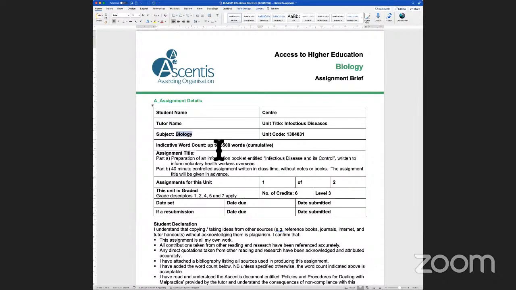Now, this assignment is going to be 3,500 words cumulative. There are 2 parts to the assignment. There is part A, which is primarily an assignment that you will do, with some tasks in it. And there is part B, which is a controlled assessment, where you're allowed to use books or bring your notes in. But this will be done primarily as a controlled assessment.